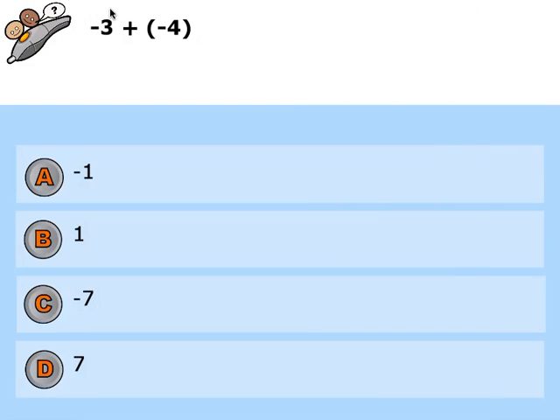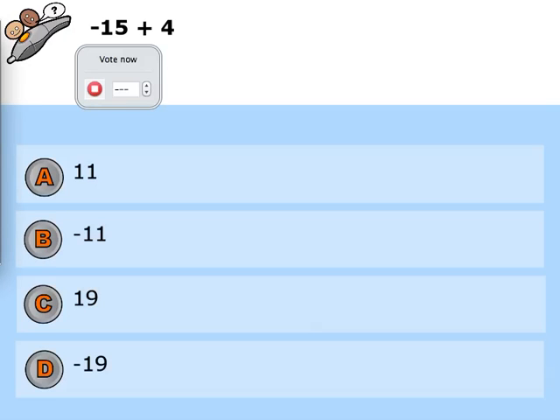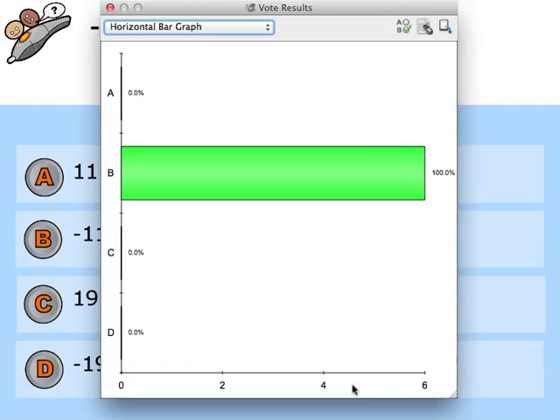So it's kind of like adding them on the number line. You start at negative 3 and then you add a negative 4. All right, let's look at this one. Negative 15 plus 4. If you need to use the number line that you used in middle school, that's fine as well. Negative 15 plus positive 4. What does that equal? There you go. Good. Negative 11.